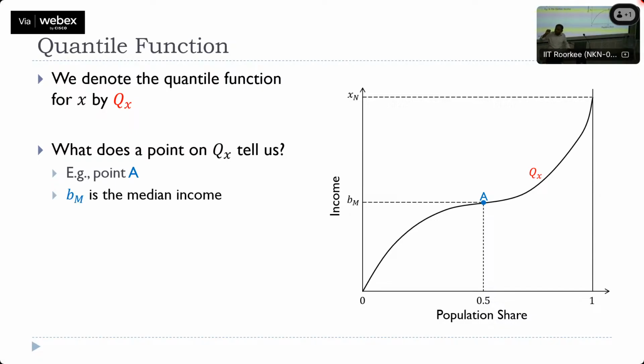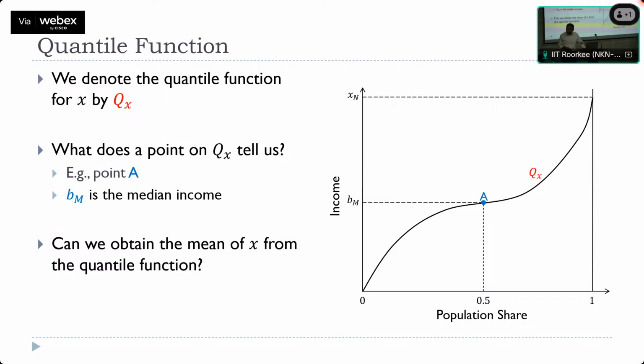So, what is BM here? BM, the income, is called the median income. That means it is the income at the middle, below which the income of 50% of the population lies, above which the income of the other 50% of the population lies.